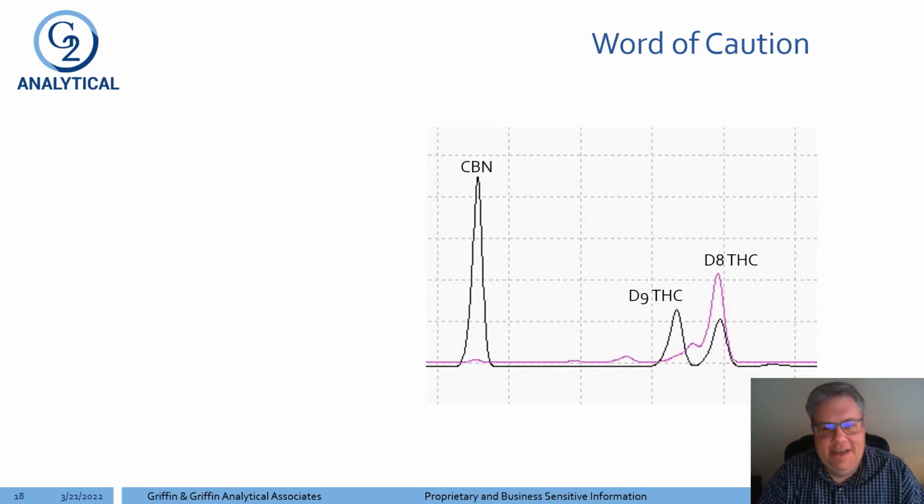I could not talk about D8, D9 without issuing a word of caution. So this particular slide shows an example of some of the things that we've seen with testing some of these samples. This purplish pink line is the actual sample itself. The black trace is the chromatogram from our standard. So these are our standard reference materials. You can see D8, D9, CBN.